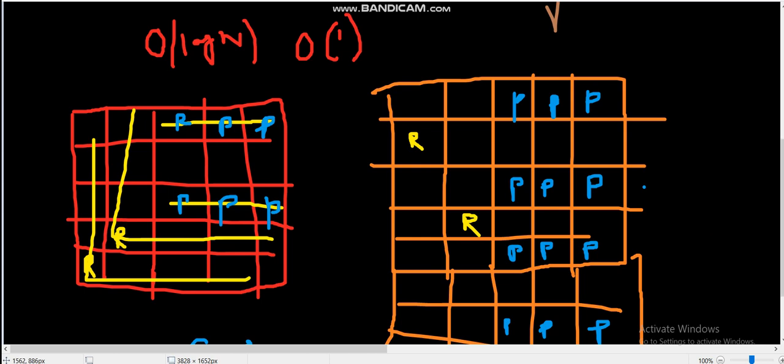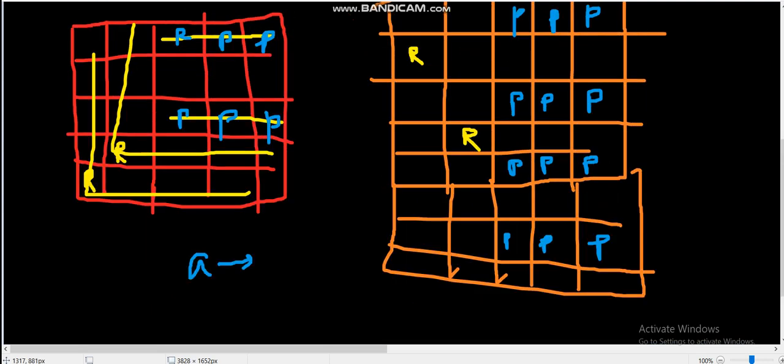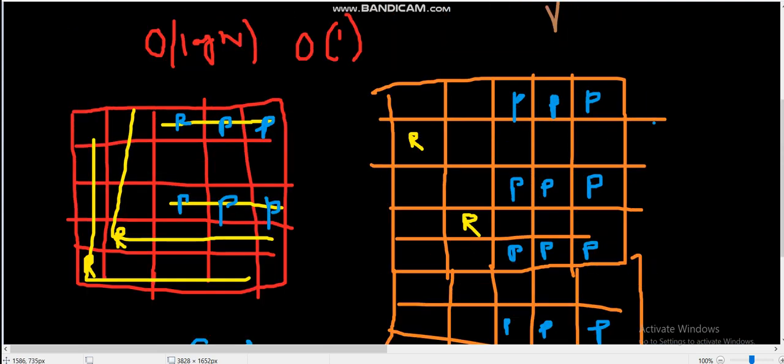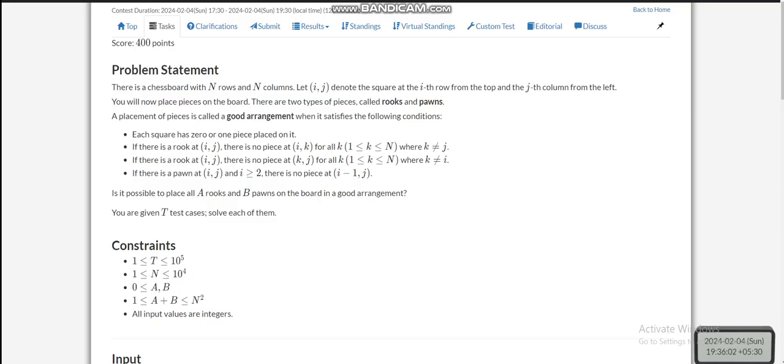So this is the optimal case, where we place pawns and rooks in alternate rows, and after placing the rooks, we put all the remaining pawns in the rest of the squares, about n square by 2. So we'll be checking whether the number of pawns we can put is greater than or equal to b or not. If yes, then the answer is yes, otherwise the answer is no. So let's jump into the code.